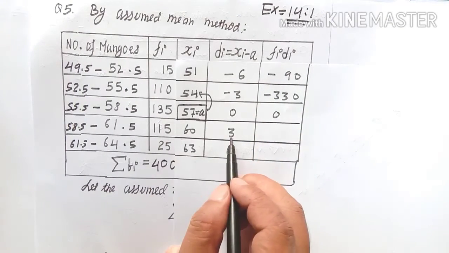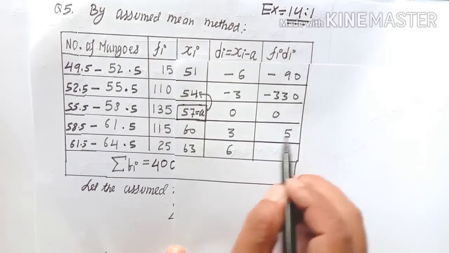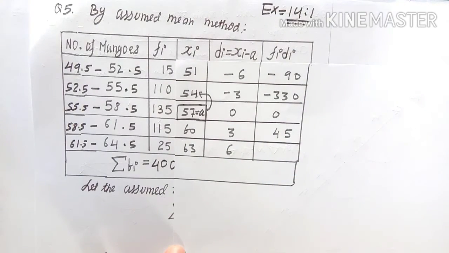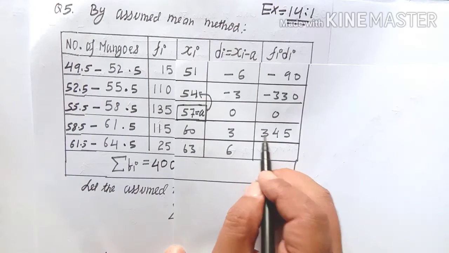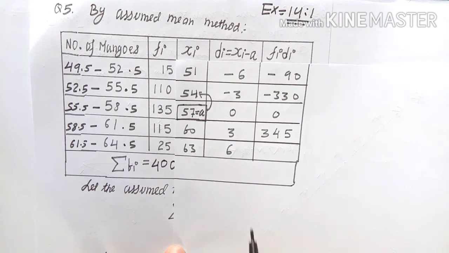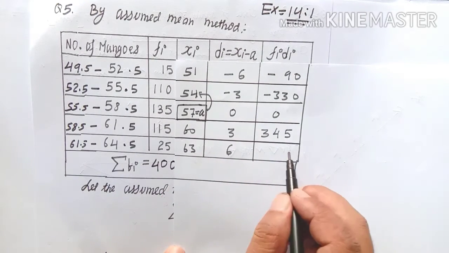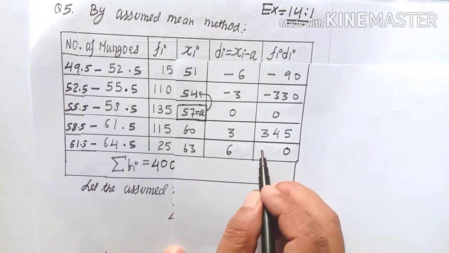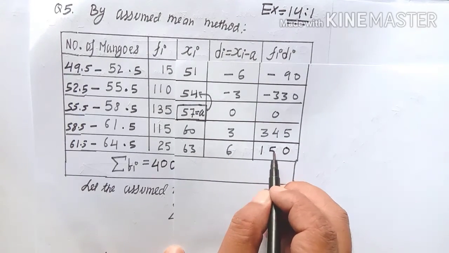Again here, 3 5s are 15. 3 1 3 plus 1 4. Again 3 1, which is equal to 3. Now again 25 into 6. 6 5s are 30, 3 in hand. 6 2s are 12 plus 3 equals to 15.